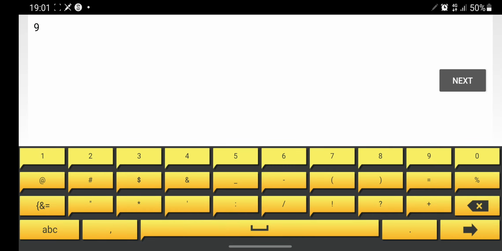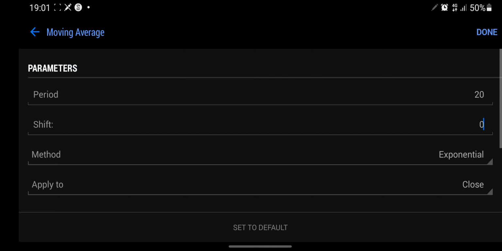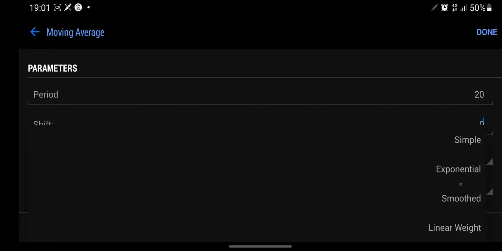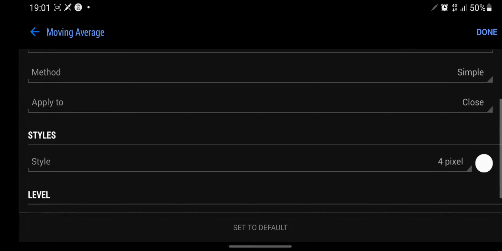Period 20. That's what I want the moving average to have. Then the shift is 0. Then the method: you click on the method right here, or on the drop down arrow, and you have some options. Once you click on it, you see simple, exponential, smoothed, and linear weight. Just put it to simple moving average. That's all.